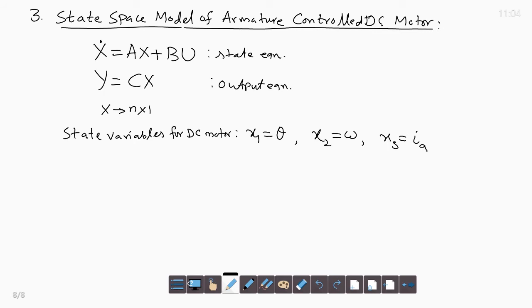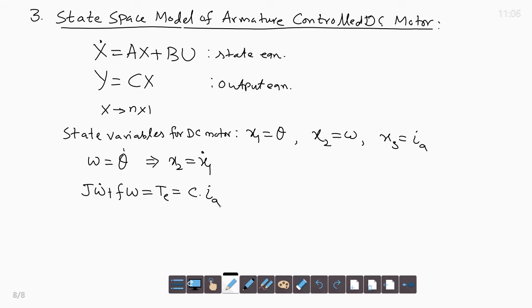So, we have omega is d theta by dt, theta dot. So, this implies x2 equals x1 dot, and then the torque balance equation is J omega dot plus F omega equals Te, that is C into Ia.